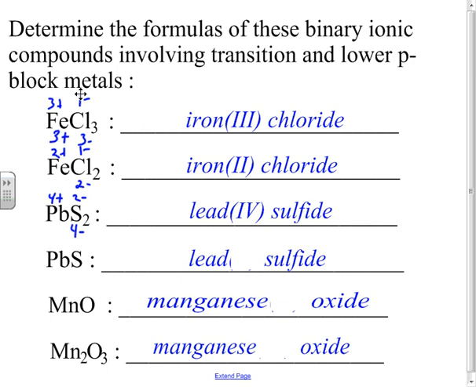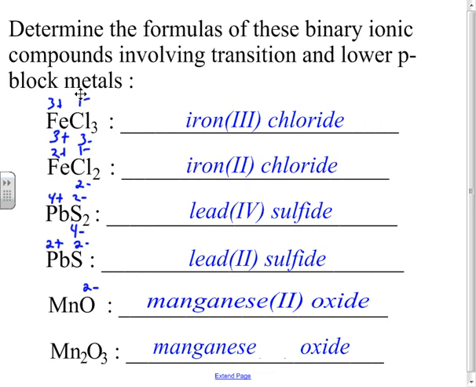The next one is going to be lead 2 sulfide, because the sulfur again has a 2 minus charge. Therefore, this lead must be a 2 positive, and the compound's formula has been reduced, but it is lead 2 sulfide. Next one, oxygen is a 2 minus, so that is going to make that a manganese 2 oxide.